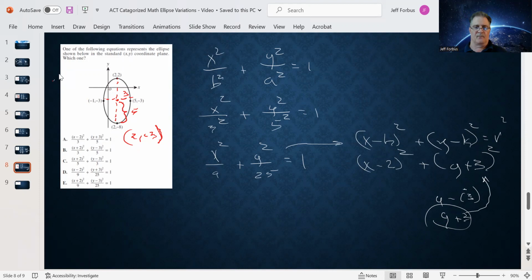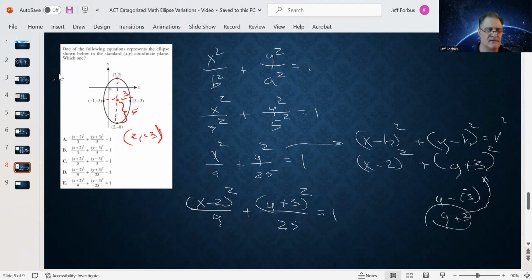So therefore, our final equation will look like this: x minus 2 squared over 9 plus y plus 3 squared over 25 is equal to 1. And that's going to give us answer choice D. Now look at E. Look at the signs. You see how the signs are different in the numerators? Be very careful with those signs.